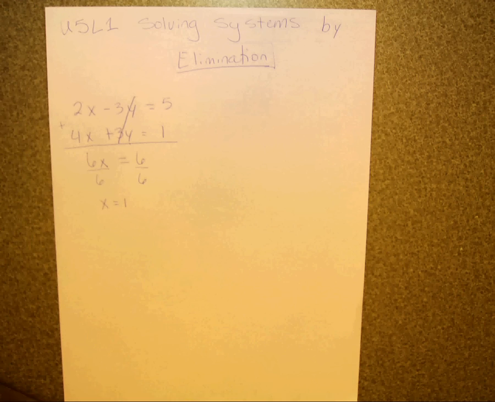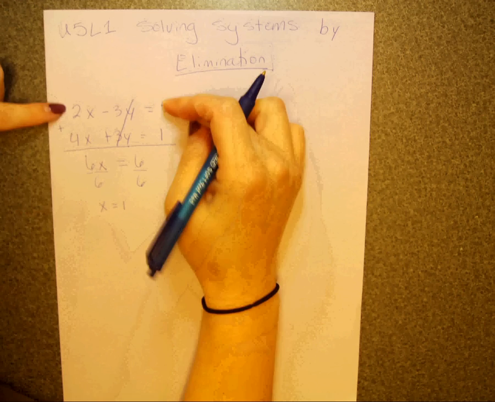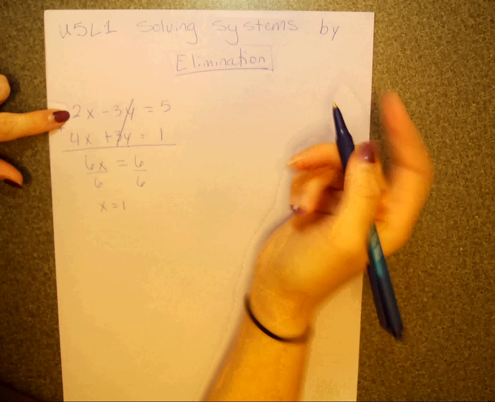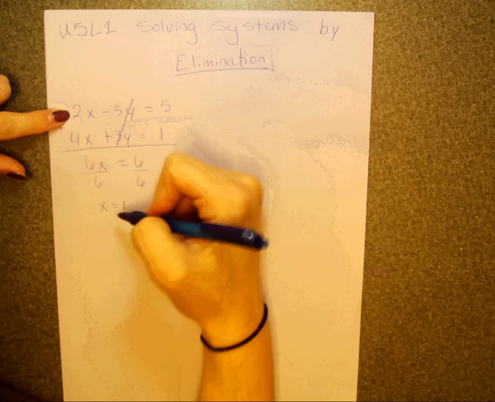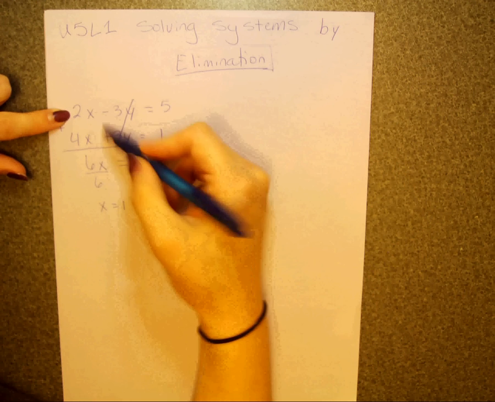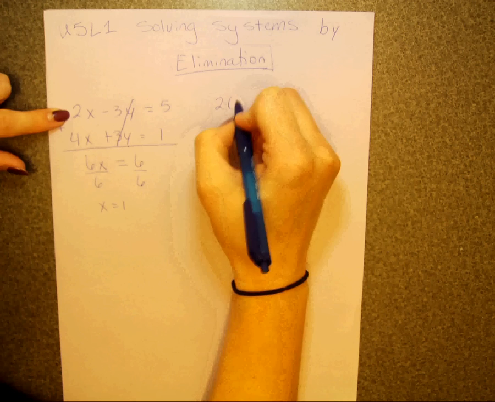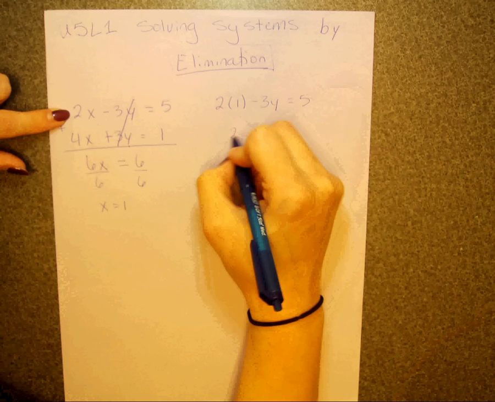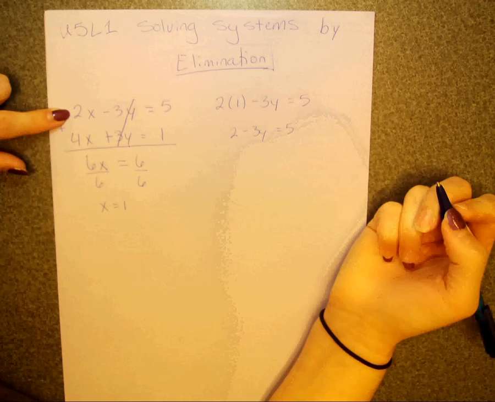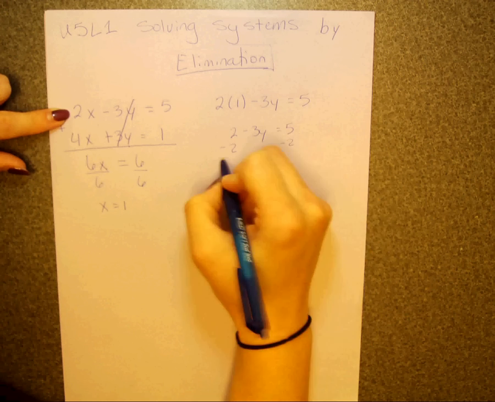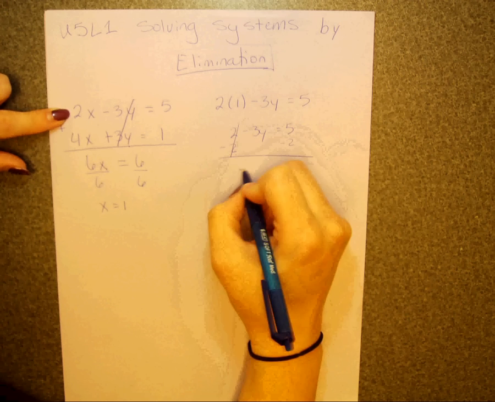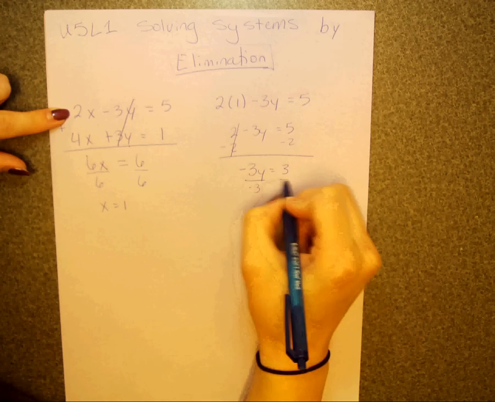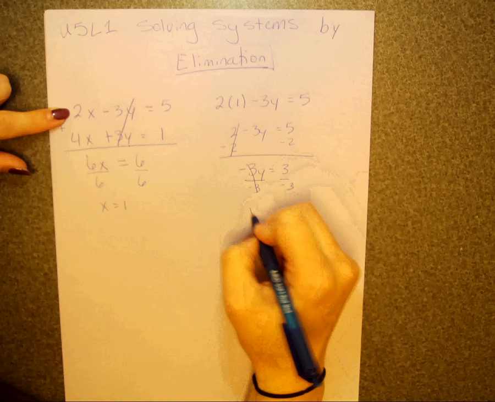Now that I know what x is, I can take either one of my equations, plug it back in, and solve for y. I'm just going to take the top equation and plug x in. x equals 1, so plug 1 in for x. So I'm going to have 2 times 1 minus 3y equals 5. So I have 2 minus 3y equals 5. Subtract 2 from both sides. The 2's cancel out. I get negative 3y equals 3. Divide both sides by negative 3, and I get y equals negative 1.